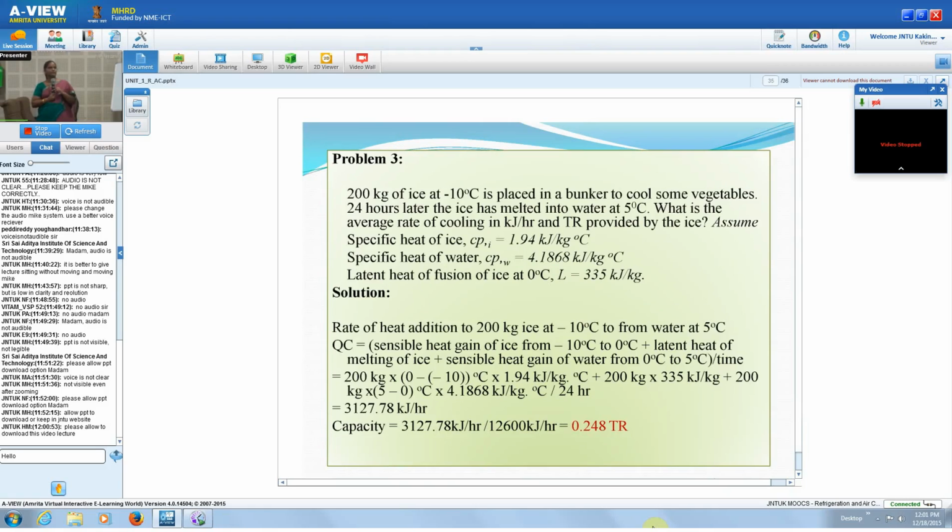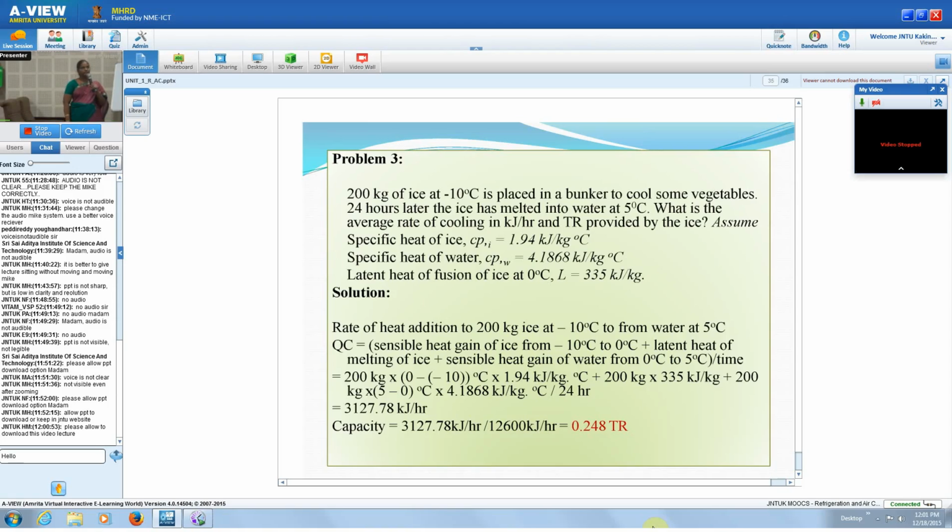So this is a still easier problem compared with the previous one. You can note down this. 200 kg of ice at minus 10 degrees centigrade is placed in a bunker to cool some vegetables. 24 hours later, the ice has melted into water at 5 degrees centigrade. What is the average rate of cooling in kilojoules per hour and tons of refrigeration provided by the ice?